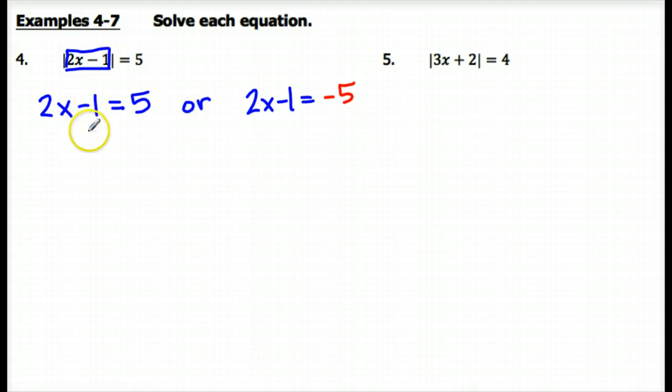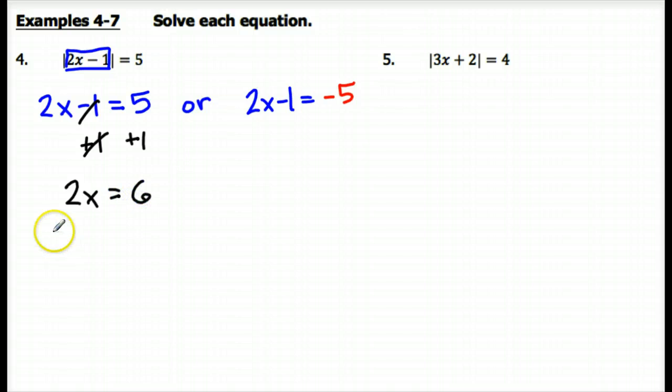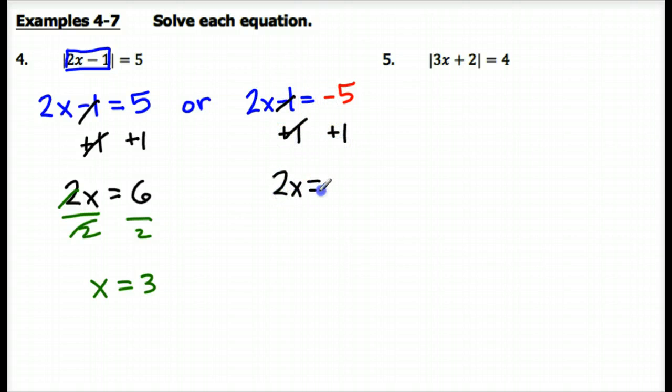I'm going to start with the one on the left. I'm going to solve it by adding 1 to both sides. So I get 2x equals 6, and then I'm going to divide both sides by 2, and that gives me x equals 3. So I know that 3 is one of my solutions to this equation, but there's a second possibility as well. If I add 1 to both sides on this second equation, I have 2x equals negative 5 plus 1, which is negative 4, and then I divide both sides by 2, I get x equals negative 2, which is also a possibility.